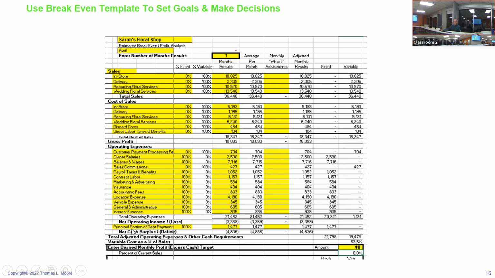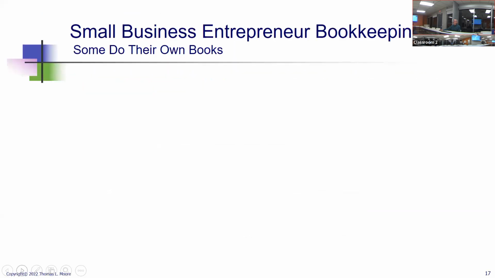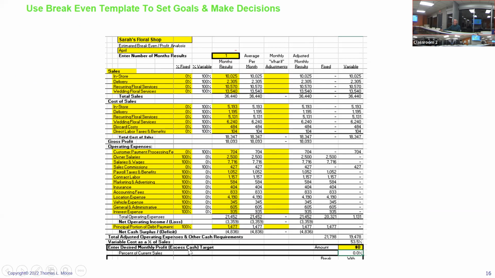So what you want to do is look at the total adjusted operating expenses and other cash requirements. That's $21,798 of fixed costs and $19,448 of variable costs. So it gives you your variable cost percentage. You get down here and add in what your monthly profit is. And it will calculate out for you what your break-even point is for your expenses.